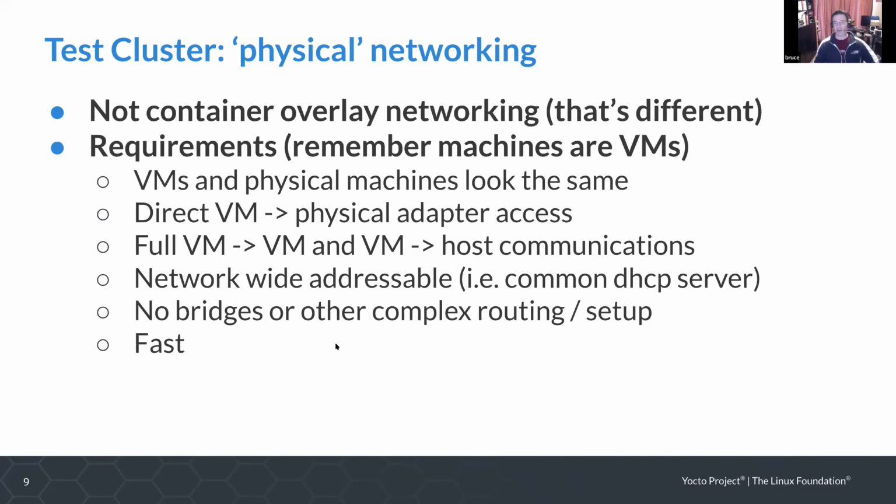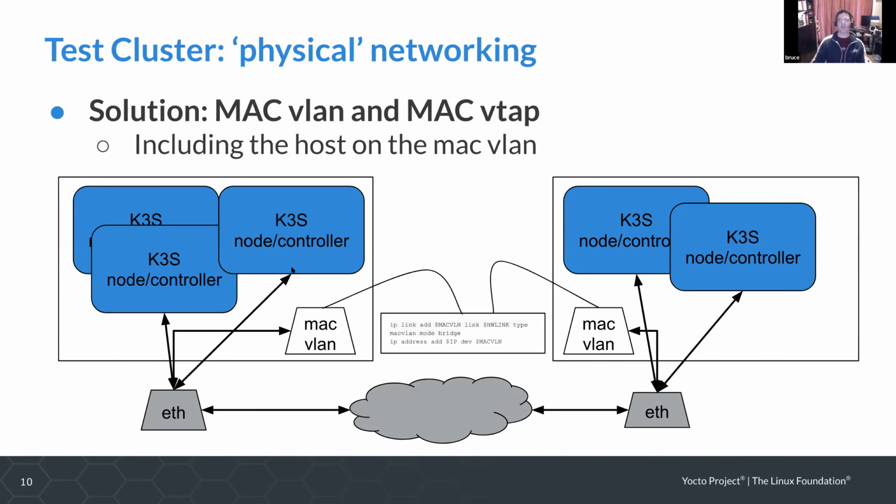I need full VM to VM, VM to host, network-wide adjustable, and so on. No bridges or other complex routings, and it has to be relatively fast. So those are, again, my requirements for setting up the networking. What I used to use when I was doing OpenStack work about 5 to 7 years ago was MACVLAN and MACVTAP, and that includes actually putting the host machines on that same MACVLAN.